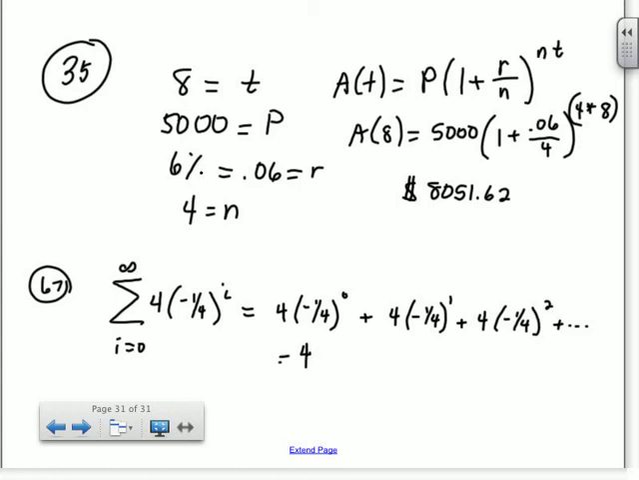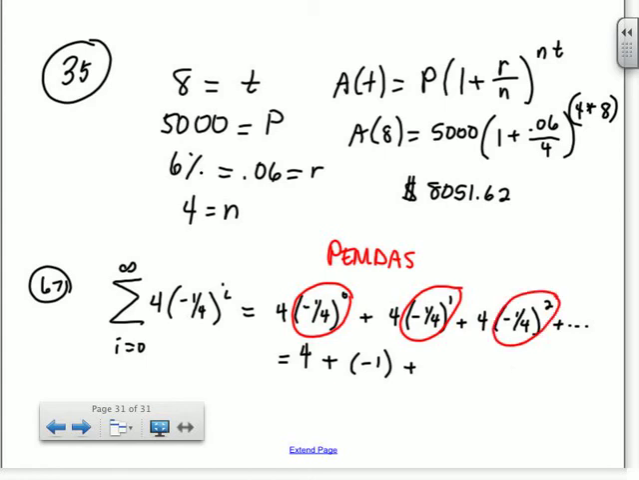Okay, so basically this one ends up being 4, right? Because the negative 1/4 to the 0, we have to do our, please excuse my dear Aunt Sally, parentheses, exponents, multiplication, division, addition, subtraction. So we do our exponents before we multiply. So something to the 0 is 1 times 4 gives me 4, plus negative 1/4 to the 1 is negative 1/4 times 4 is negative 1. The next one is negative 1/4 squared. Ends up being 1 over 16 times 4 gives me 1/4.